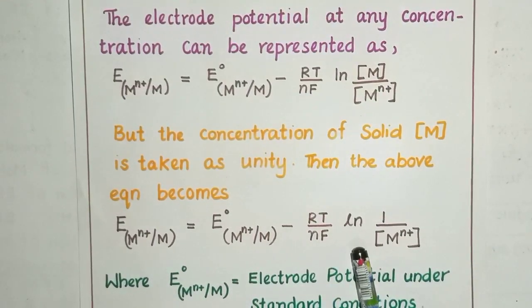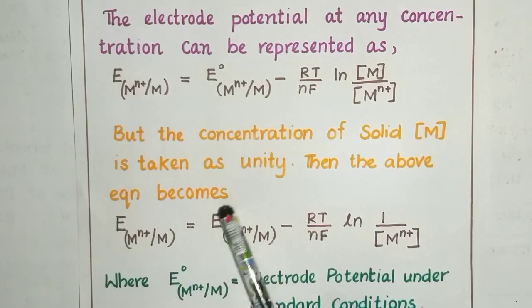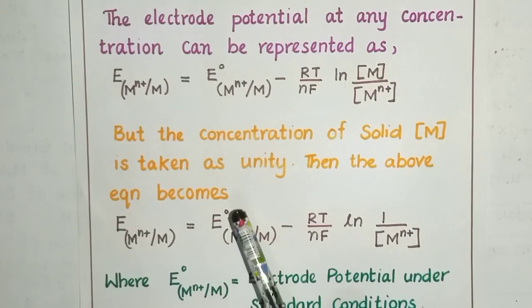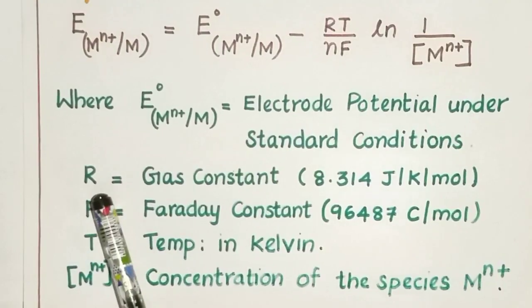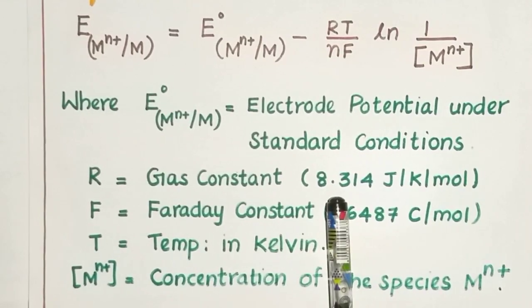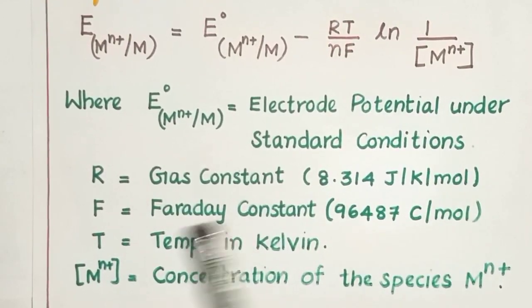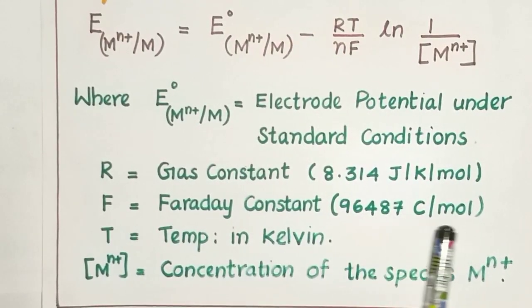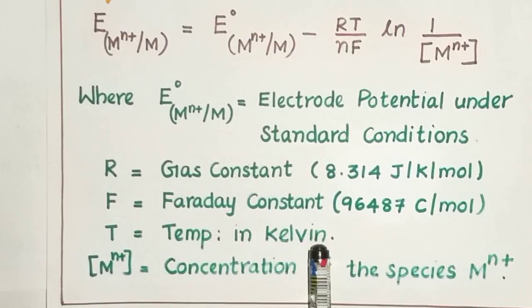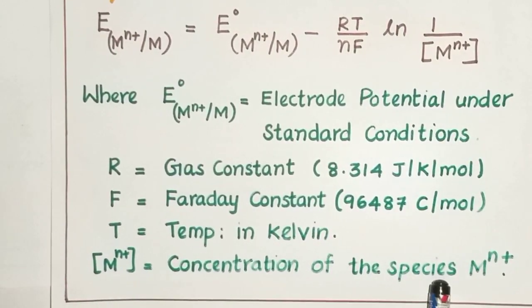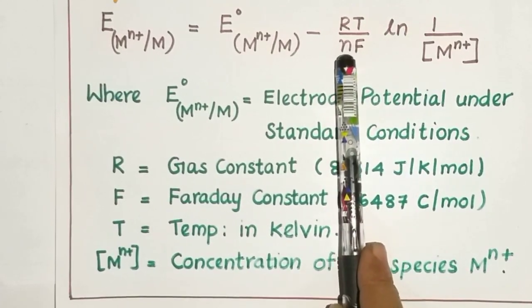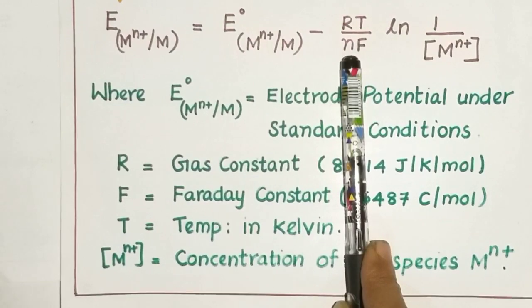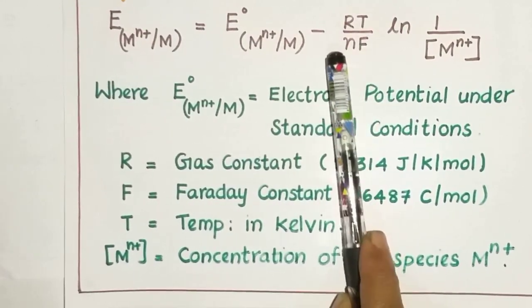Here new terms are there. E0 of Mn+|M is the electrode potential under standard conditions. You know the superscript 0 indicates that the value is under standard conditions. R is the gas constant, its value is 8.314 joule per Kelvin per mole. F is the Faraday constant, its value is 96,487 coulomb per mole. T is the temperature in Kelvin. This term is the concentration of the species Mn+, and n is the number of electrons involved in the particular redox reaction.